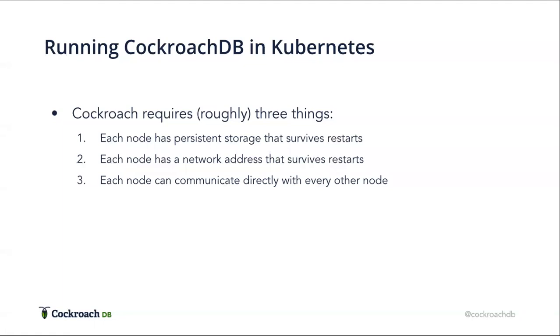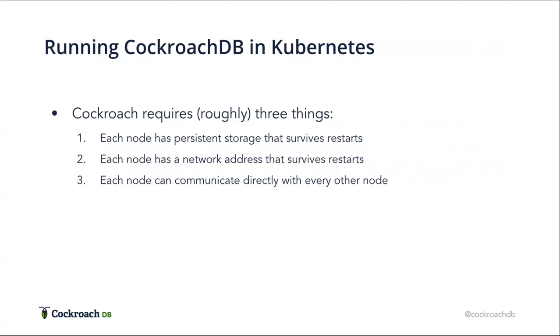But Cockroach requires roughly three things in order to run reliably. Every Cockroach node has to have some sort of persistent storage that will survive across restarts of that process. Each node has to have a network address that it can advertise to the other nodes so that they can talk to each other reliably. And that address ideally should survive restarts so that you're not always changing addresses. And each node can communicate directly with each other node.